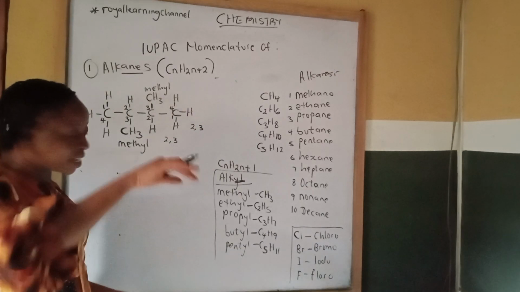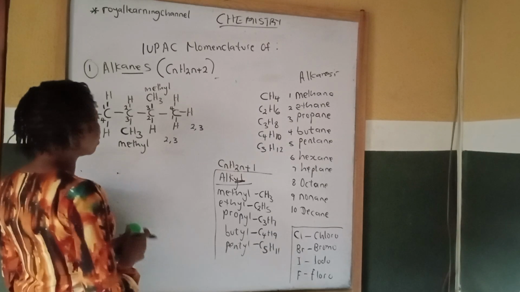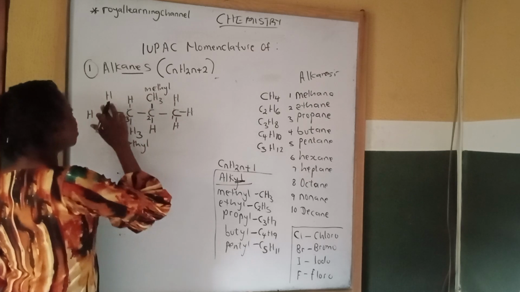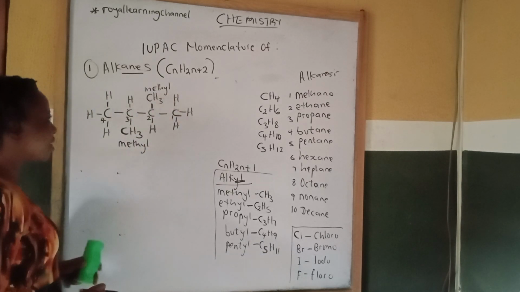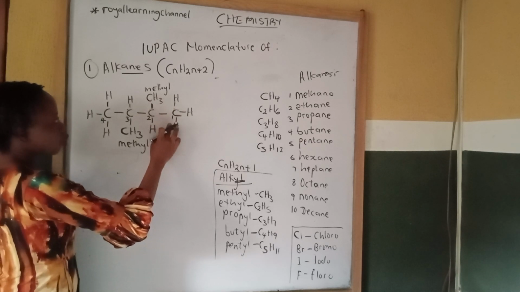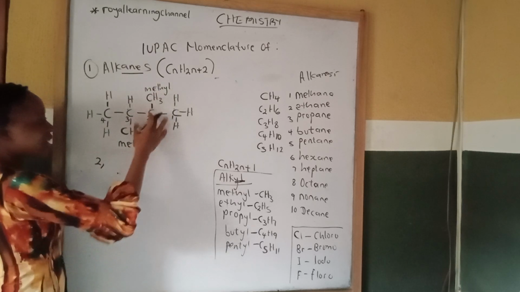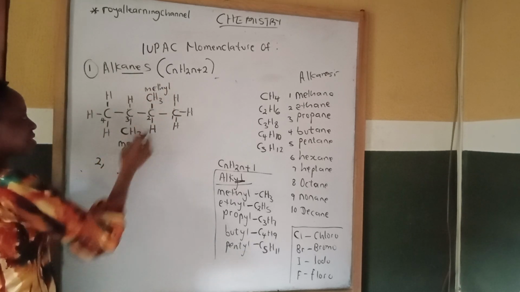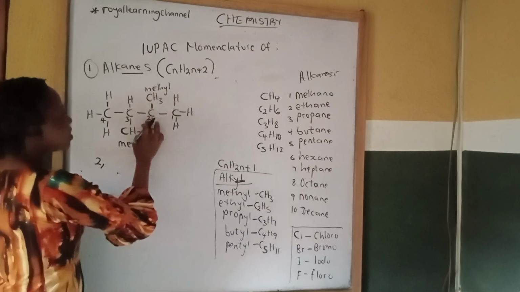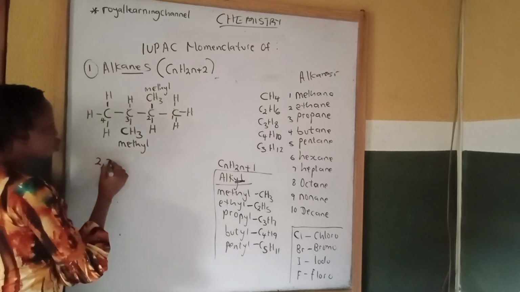So it shows that you can name this structure from both sides. Just pick any side that you like. Let's name from the right hand side. My first substituent is on the second carbon atom, so that's 2. Since they are the same methyl, I'm going to bring the two of them together. The first one is on the second carbon atom, 2, then the second one is on the third carbon atom, 2, 3.